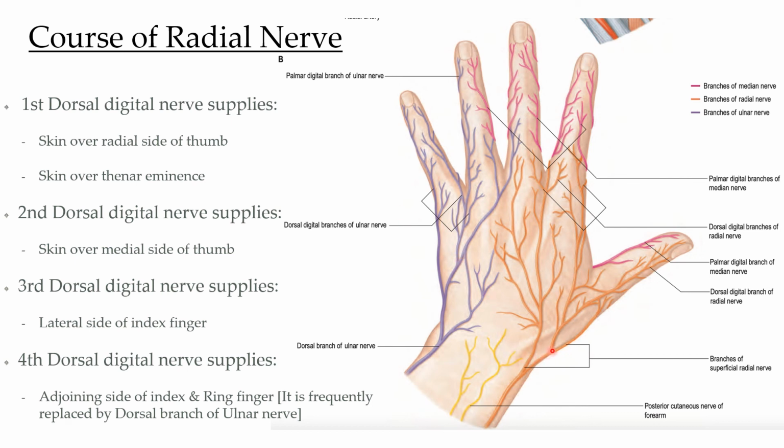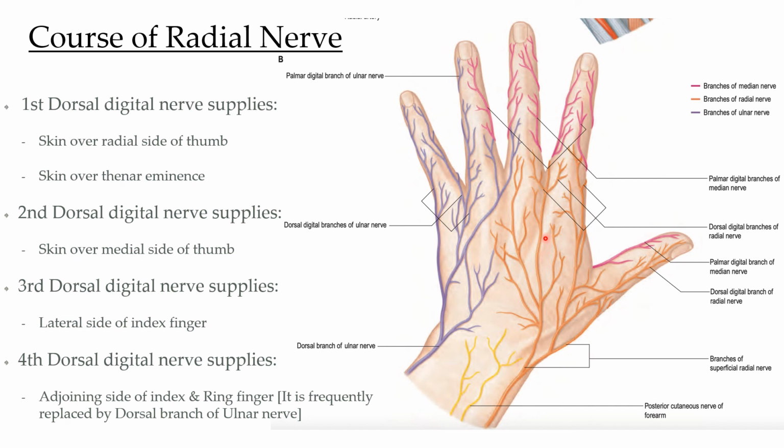The first dorsal digital nerve provides cutaneous nerve supply to the radial side of the thumb. The second dorsal digital nerve provides cutaneous nerve supply to the medial side of the thumb. Please note, the first dorsal digital nerve, along with the cutaneous nerve supply over the lateral side of the thumb, also provides cutaneous nerve supply on the palmar aspect of the hand over a small area of the thenar eminence. The third dorsal digital nerve provides cutaneous nerve supply to the lateral side of the index finger.